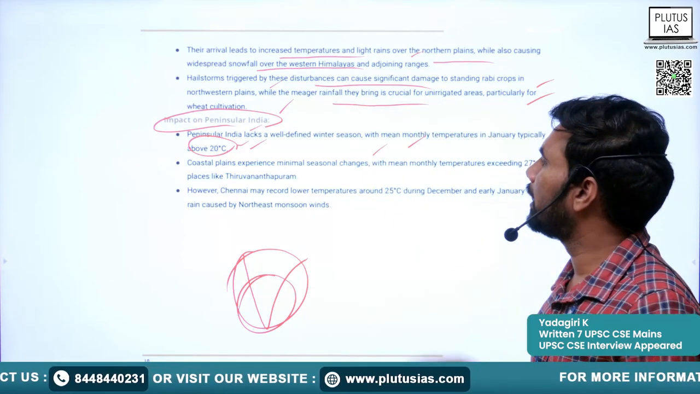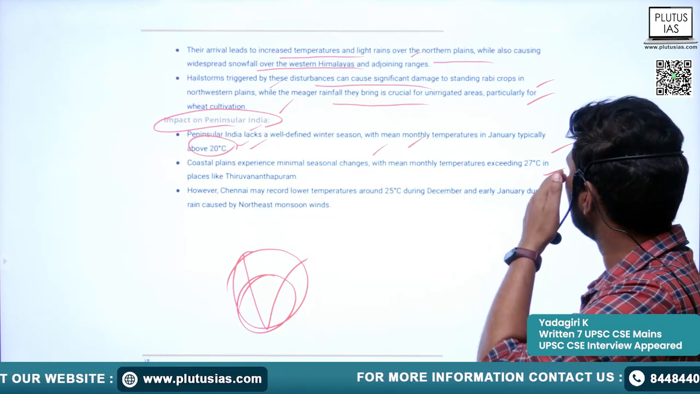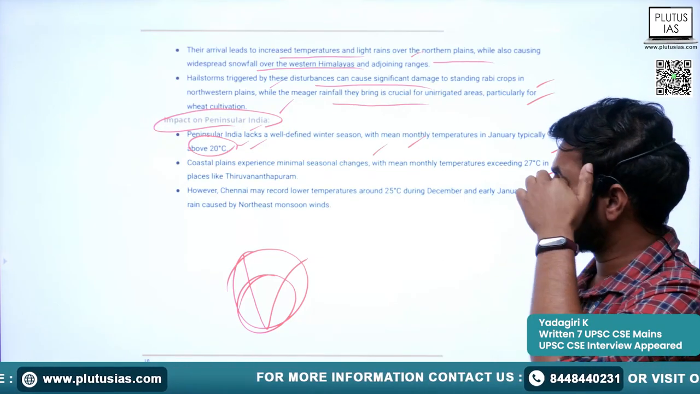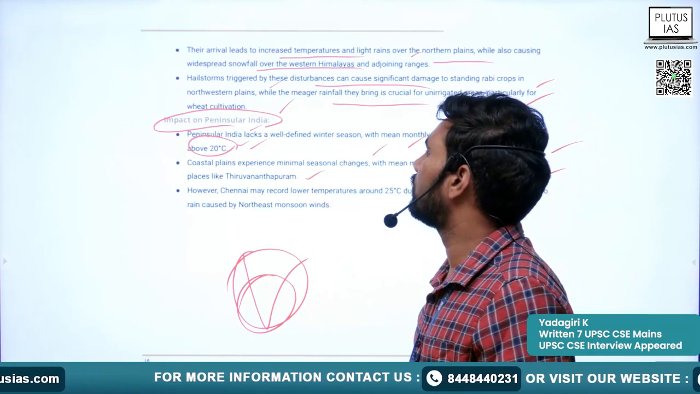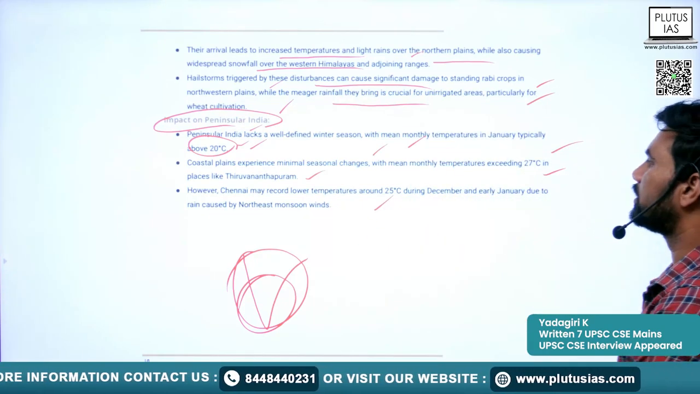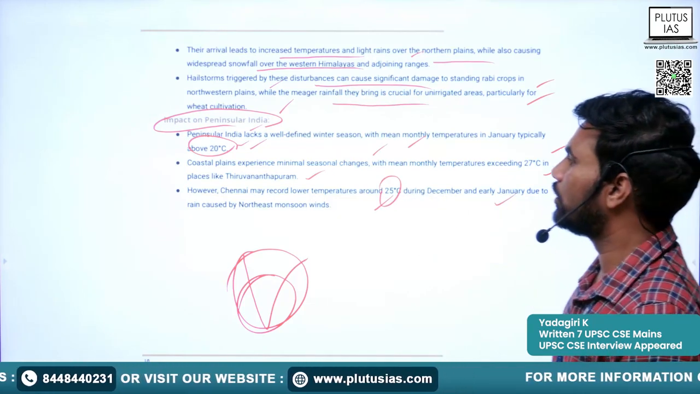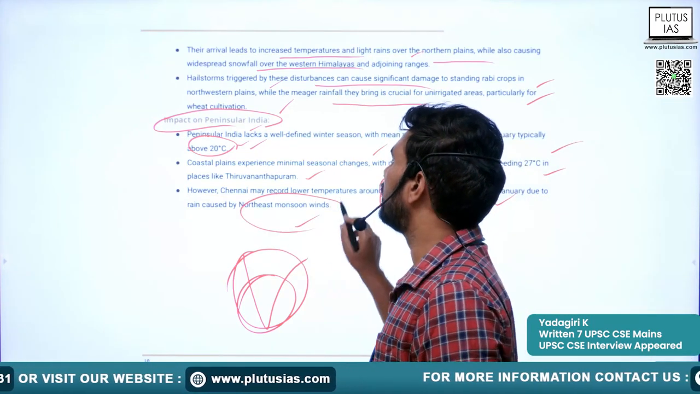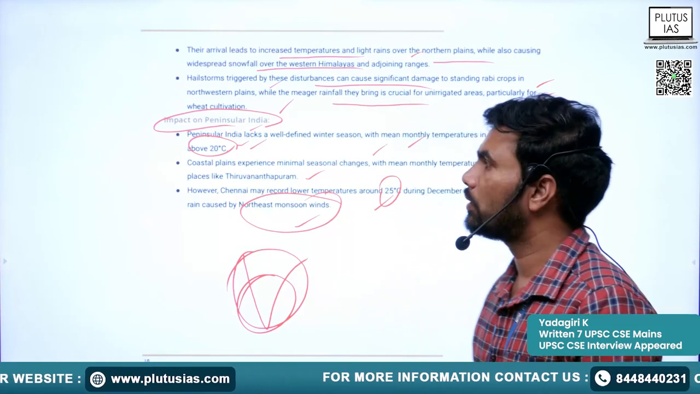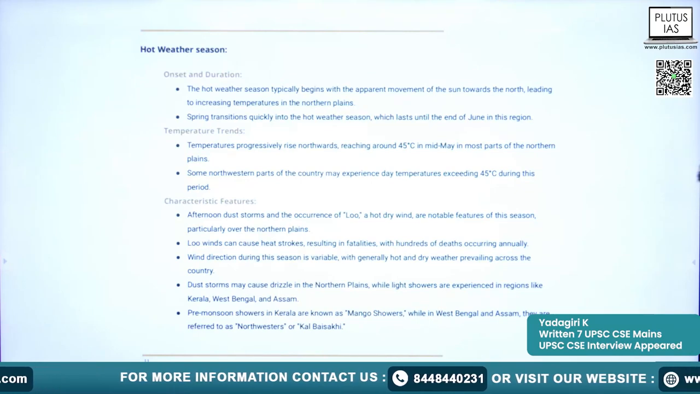The coastal plains experience minimal seasonal changes, with mean monthly temperatures exceeding 27 degrees in places like Thiruvananthapuram. However, Chennai may record lower temperatures, around 25 degrees centigrade, during December and early January due to rains caused by the northeast monsoon winds. This is about the winter season.